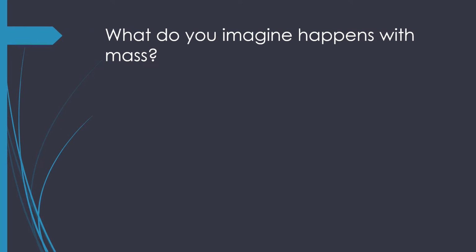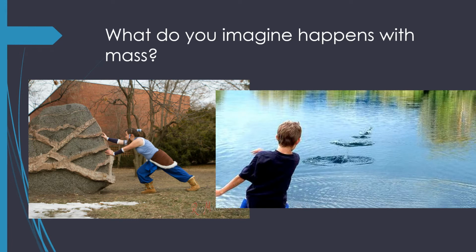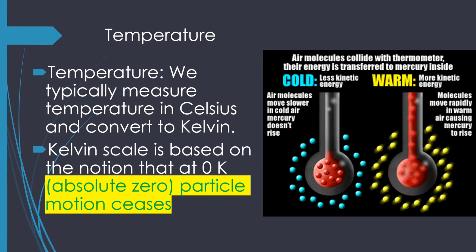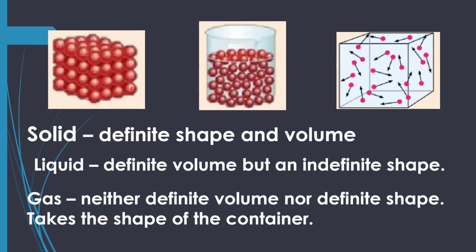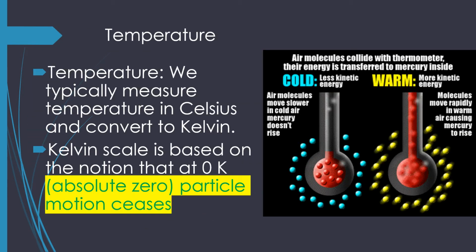So what do you imagine happens with mass? As the mass of something gets bigger, right, it's harder to move around. And because of that, things that have more mass do tend to be solids more than gases. So if we go back to our periodic table, a lot of the gases don't weigh a lot, and a lot of solids weigh a significant amount. But we'll get into that some more later.